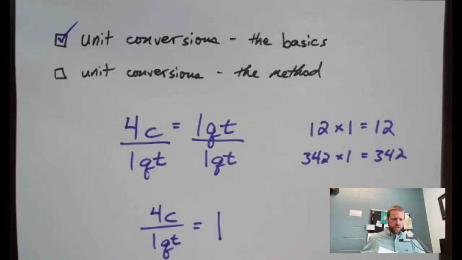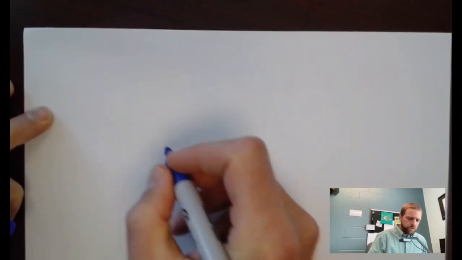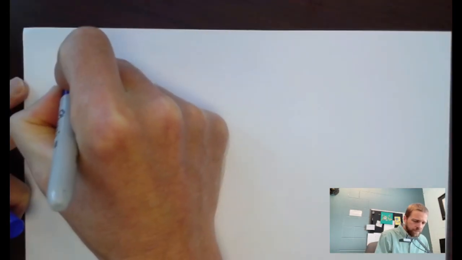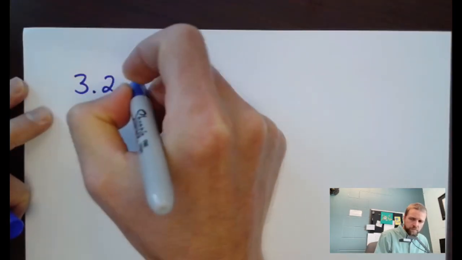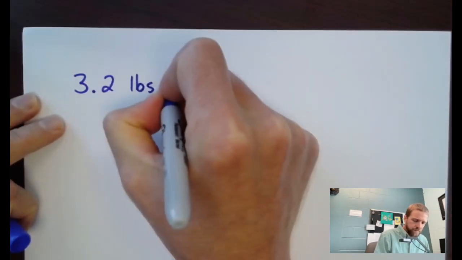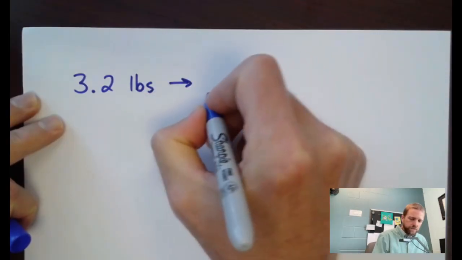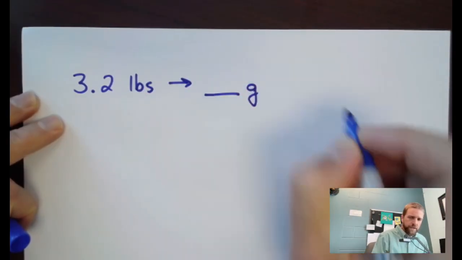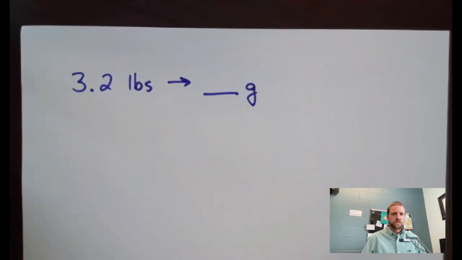And let's do this with just a simple example. We want to convert 3.2 pounds, and we want to convert this to some number of grams. Okay, so this is the conversion that we want to carry out.